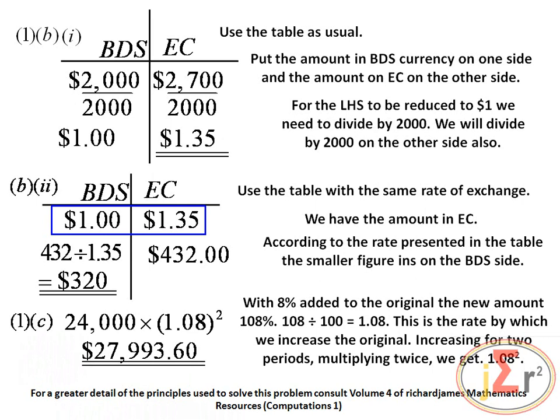There's a bit of a catch to this problem, because sometimes some students, when they see an increase by 8%, jump immediately to multiply by 1.8. But it is for us to take careful note of the figures that are given to us. We do not multiply by 1.8. Multiplying by 1.8 is an increase by 80%. So increasing by 8% is up to 108%, and of course that turns out to be 1.08.